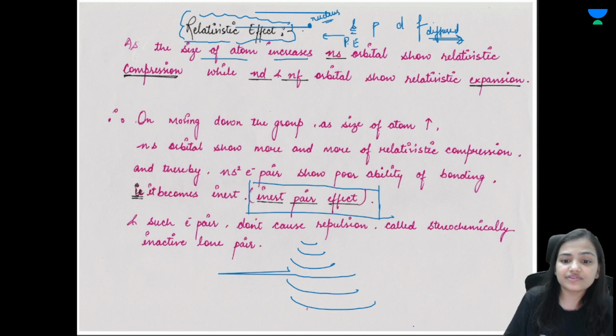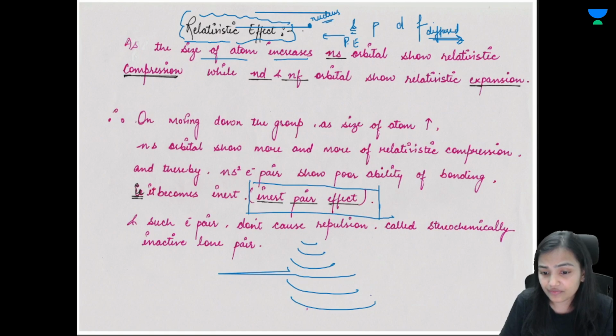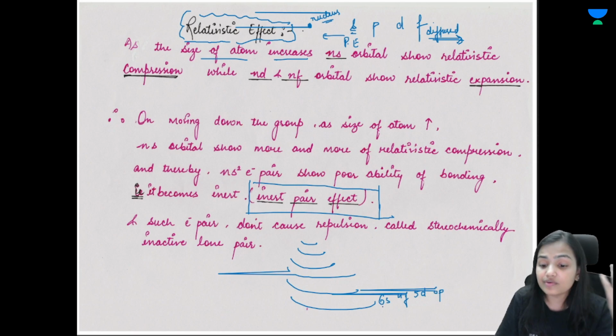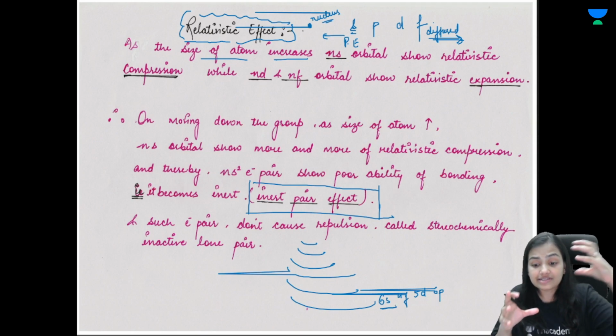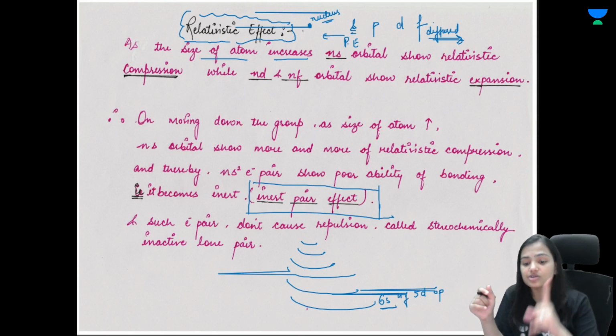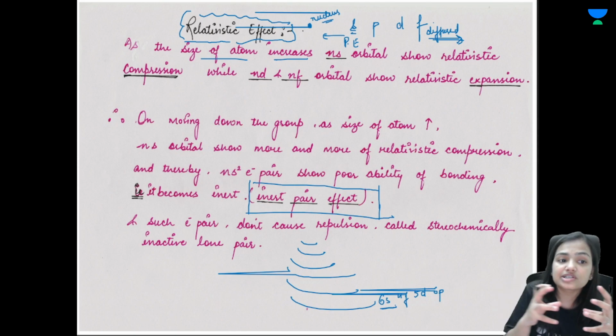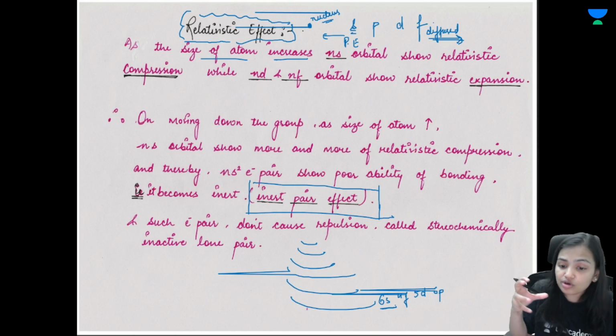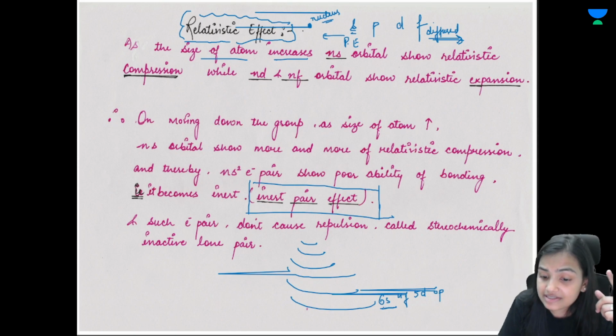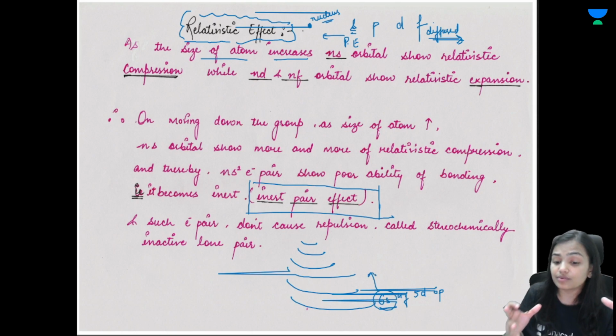So as the size of the atom increases, let's say I'm talking about 6s, 4f, 5d and the 6p orbital, then what would we see? We would see that the 6s orbital, when the size of the atom increases, will show the relativistic compression. This goes more close to the nucleus. Why does the 6s orbital go more close to the nucleus? This will go more close to the nucleus because the s orbital has high penetration effect.